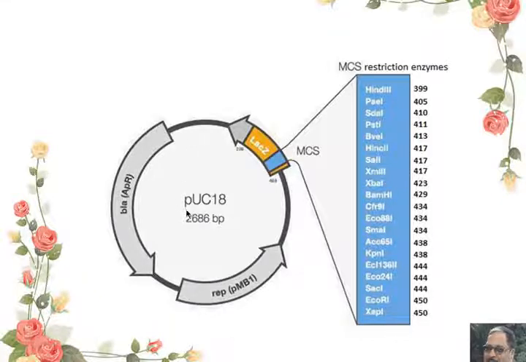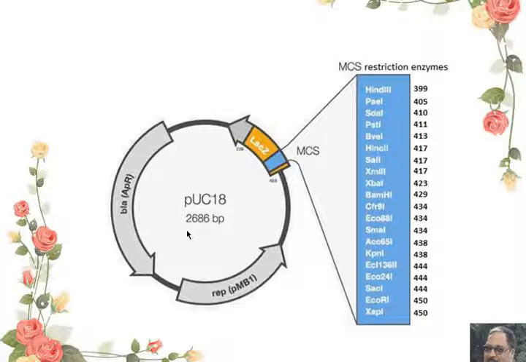Now here, the p stands for plasmid, U stands for university, C stands for California, and 18 stands for the strain. The unique feature of this plasmid is that in the lacZ gene, it has these multiple cloning sites, and this unique feature is used in the blue and white screening technique, which I'll be explaining to you in part 3. So this is pUC18 plasmid.